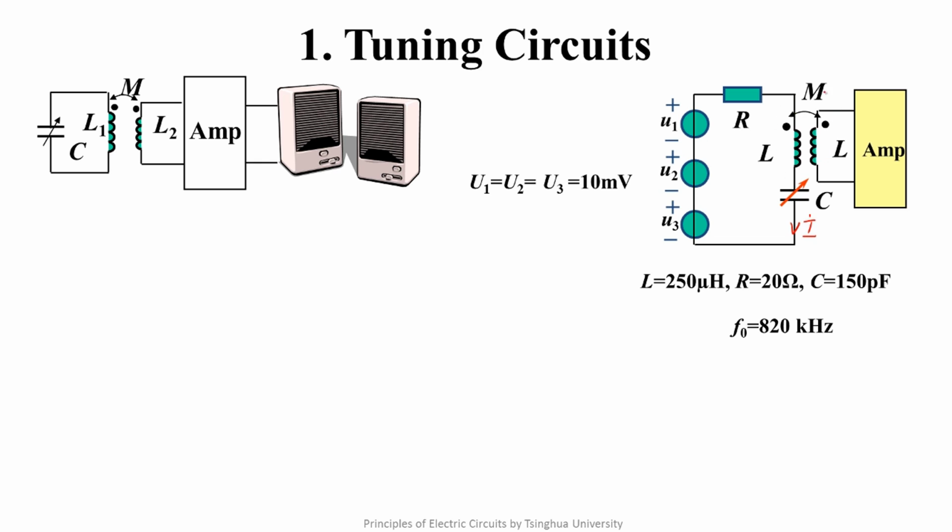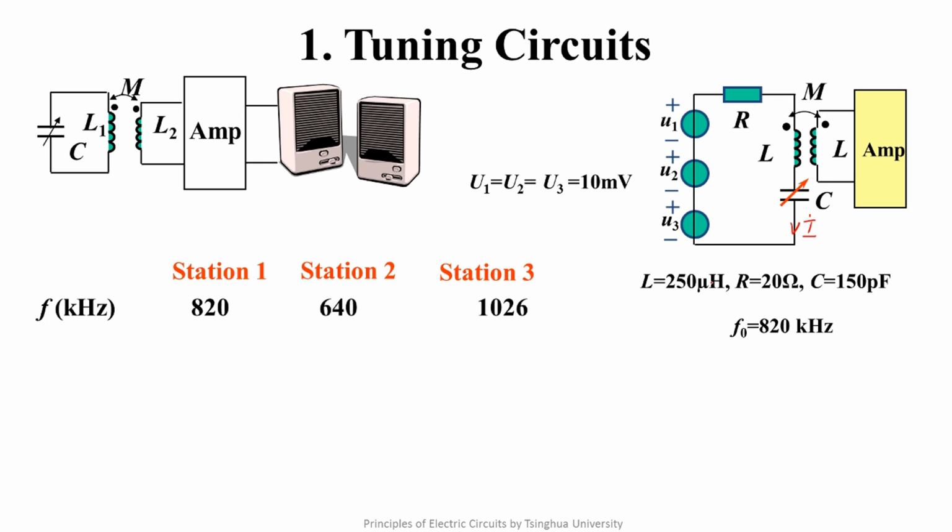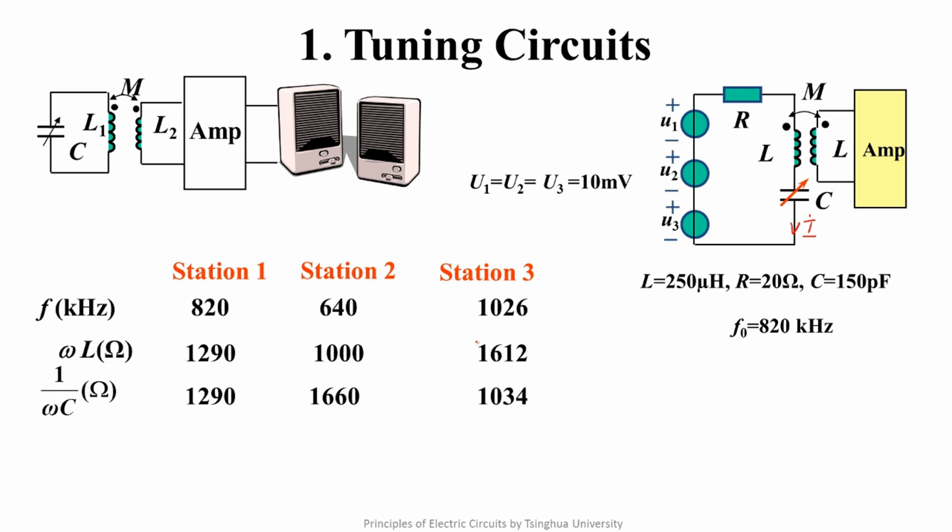Because of the coupling inductors, different currents induce different voltages on the second stage. The larger the current is, the larger the induced voltage is. We suppose that the frequencies of the 3 radio stations are 820 kHz, 640 kHz, and 1026 kHz respectively. We solve the inductive reactance, the modulus of capacitive reactance, and the reactance of the whole circuit at 3 different frequencies. At 820 kHz, the circuit is in resonance, so the reactance is 0.